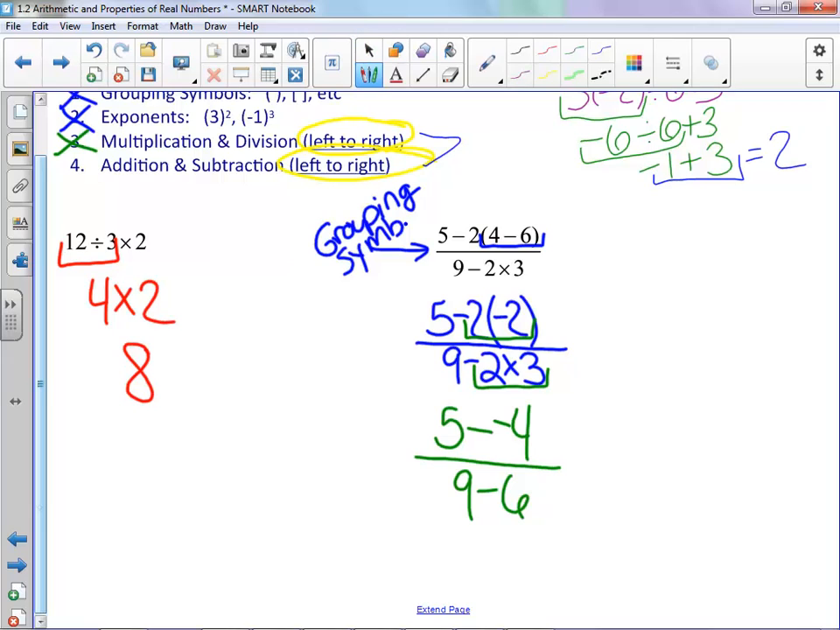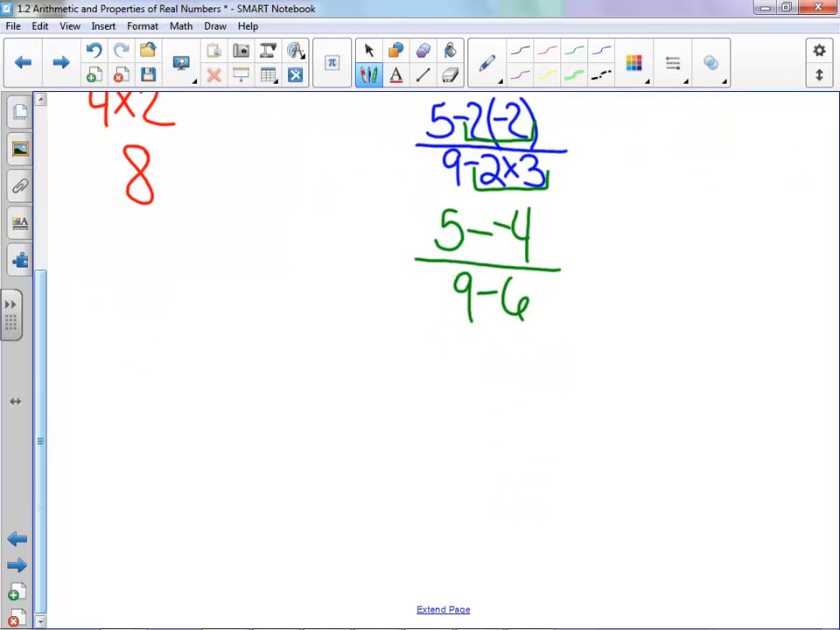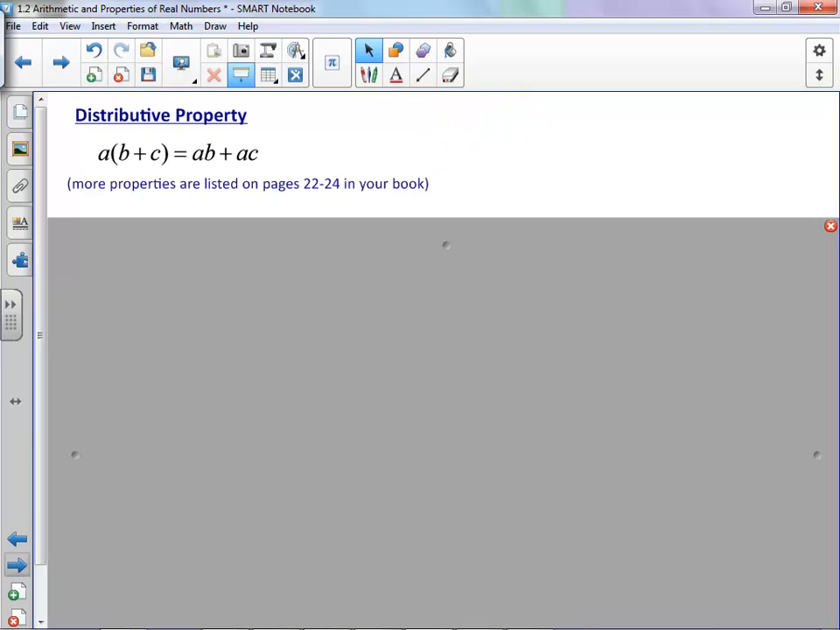Last but not least, we've got addition and subtraction. Notice, however, in our numerator, we have 5 minus a negative 4. We can change that to plus a positive 4. So in our numerator, we'll have 9. In our denominator, we've got 9 minus 6, which is 3. And 9 divided by 3 now is 3. So that's our answer.